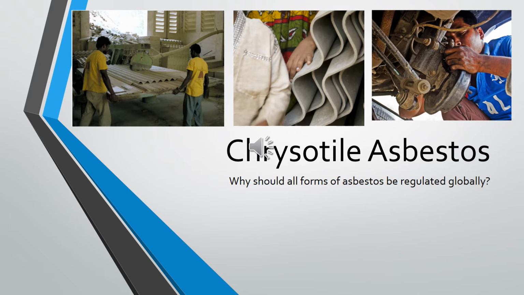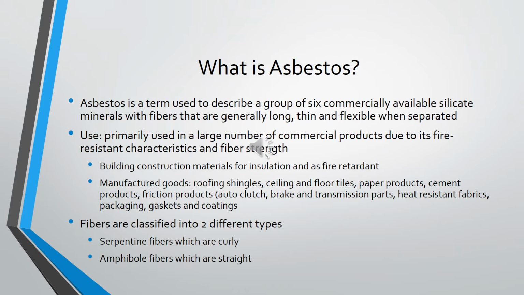Okay, so first I want to talk to you a little bit about what asbestos is in general. It's a term that's used to describe a group of 6 commercially available silicate materials with fibers that are generally long, thin, and flexible when separated. Asbestos is primarily used in a large number of commercial products due to the fact that it's fire resistant and their fibers are super strong.